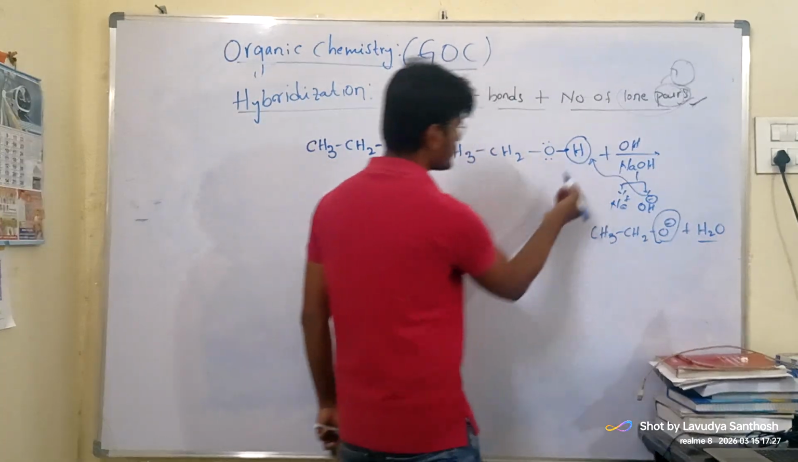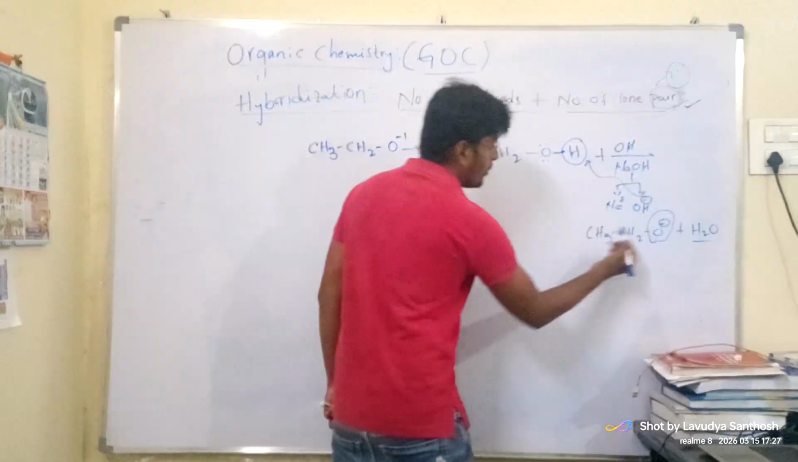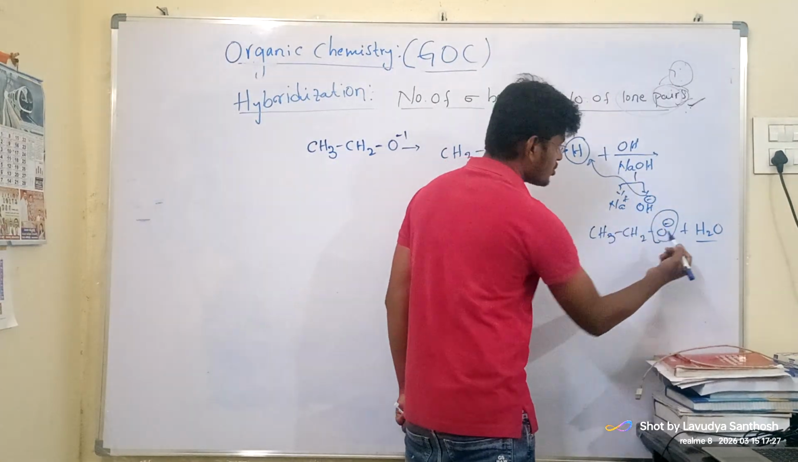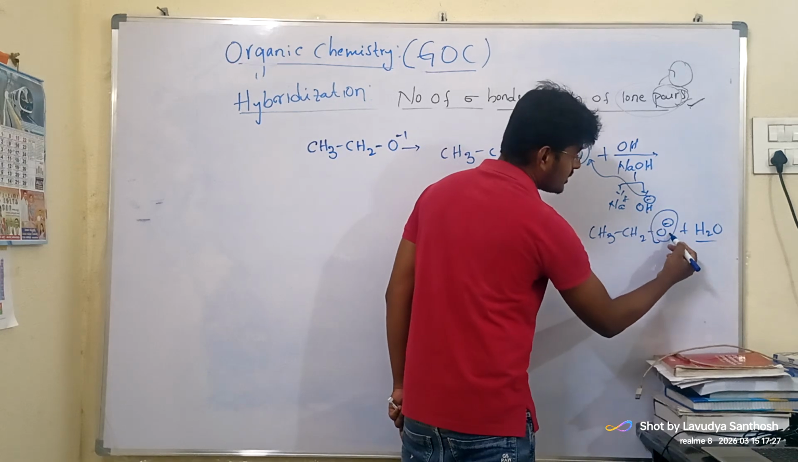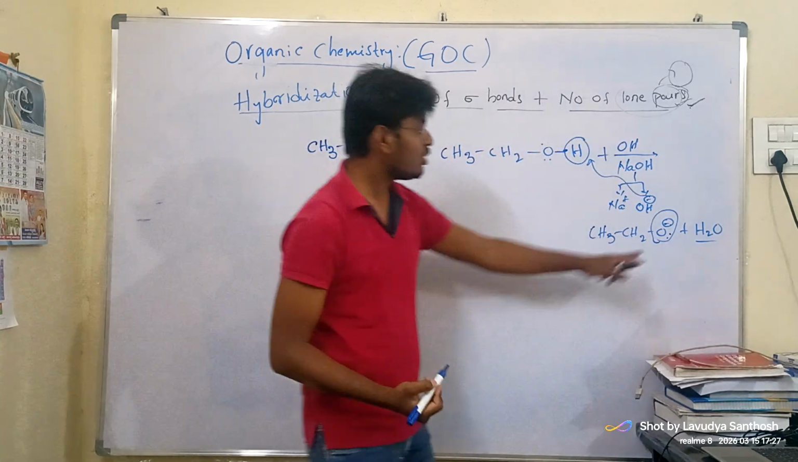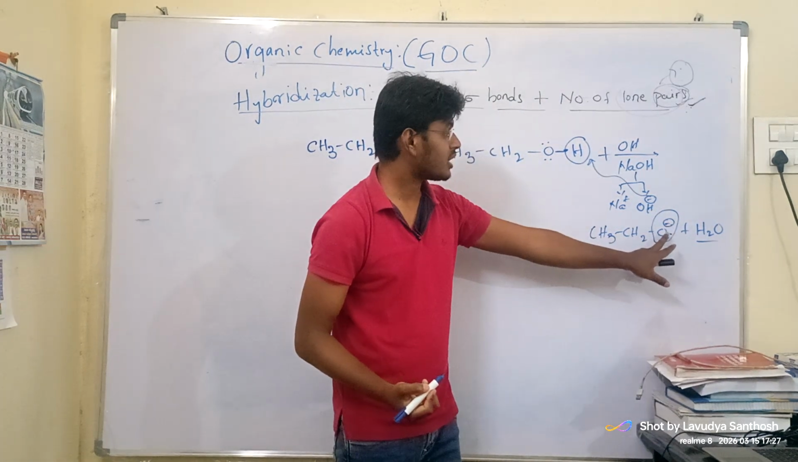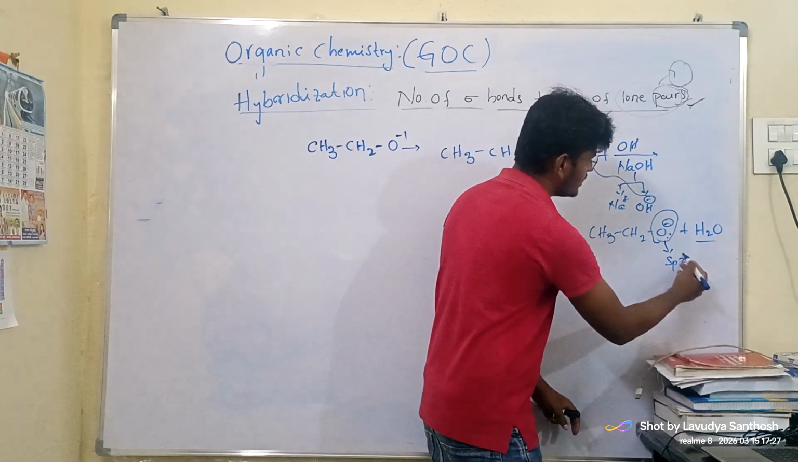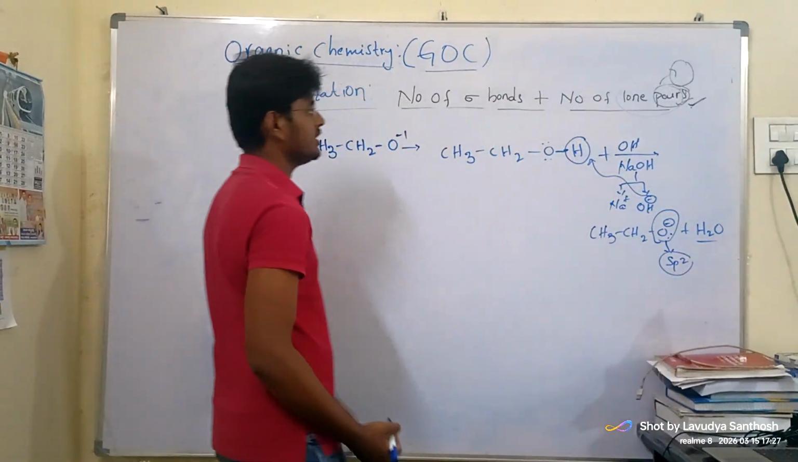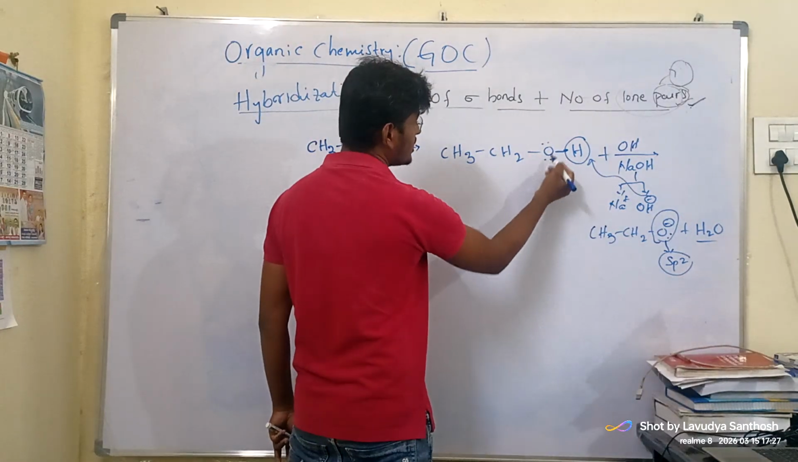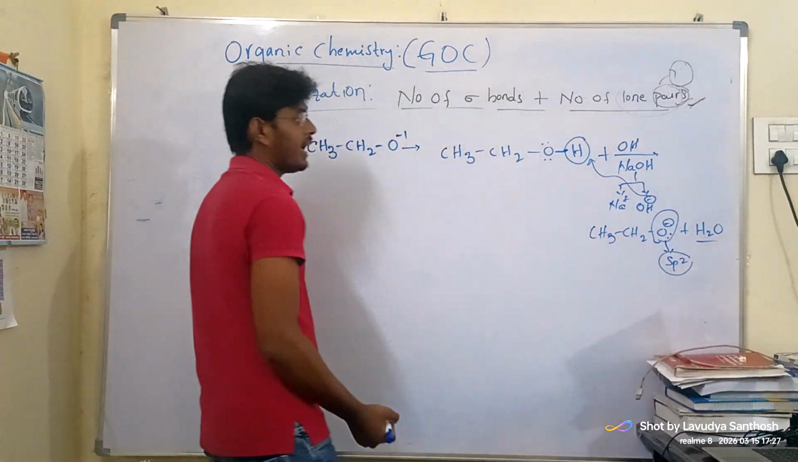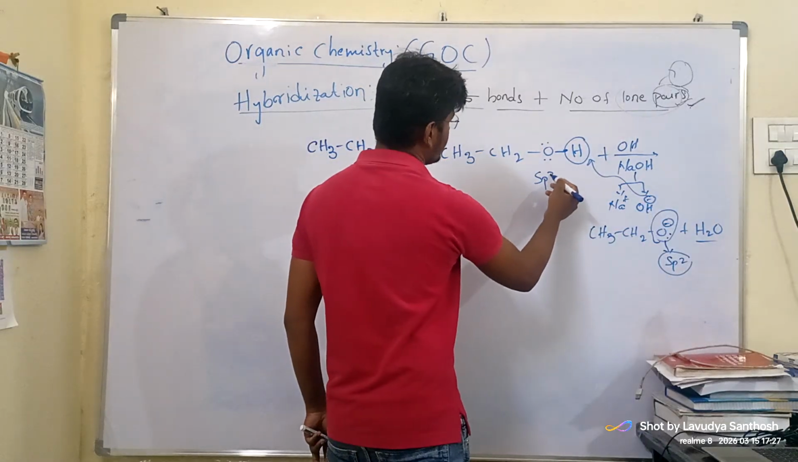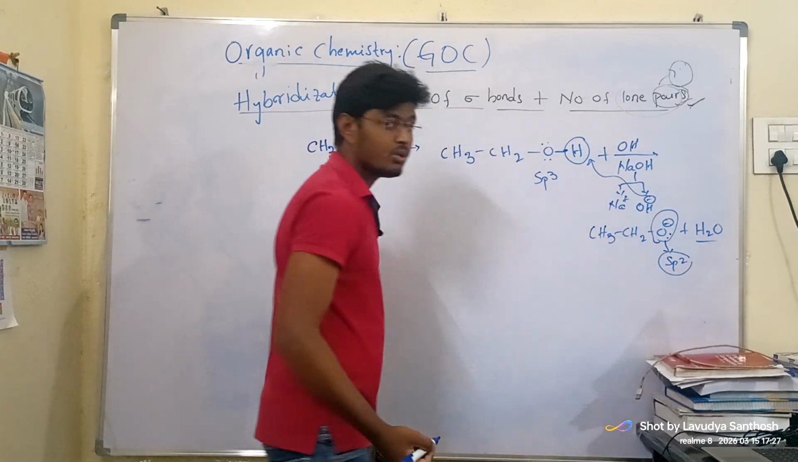Now we see minus charge is there. Minus charge, we must count it. So 1, 2 plus lone pair. One lone pair is busy in negative charge. So 3 are there, which is nothing but sp2 hybridization. Here sp3 hybridization is converted into sp2 hybridization.